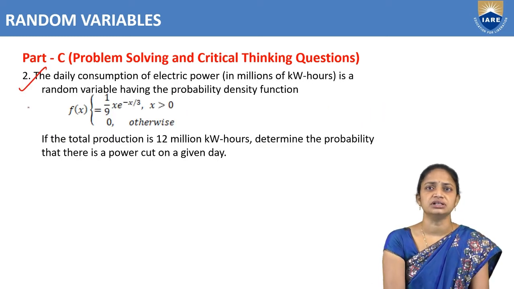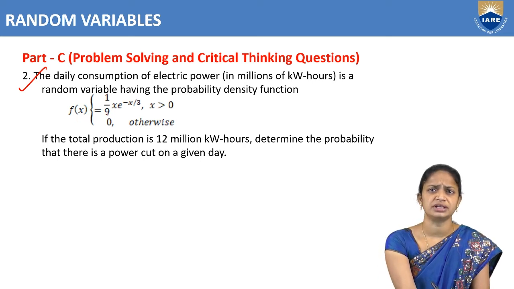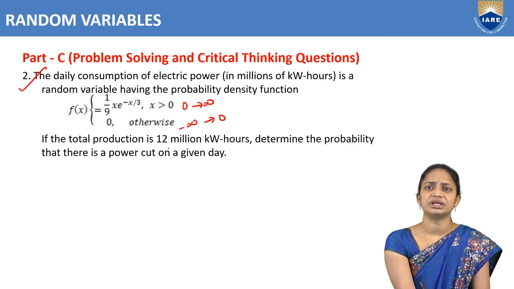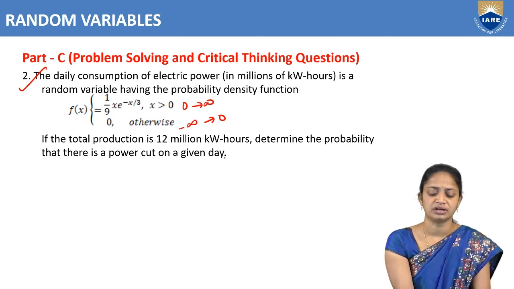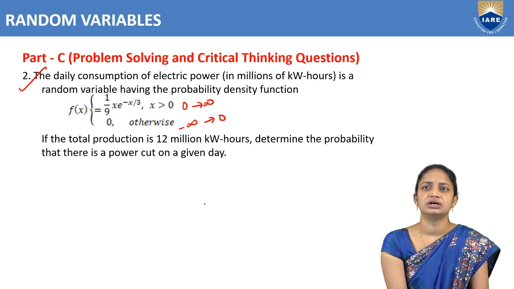Second question, here also same. They have given that f of x equal to 1 by 9 x into e power minus x by 3 where x greater than 0. So that means 0 to infinity, and 0 otherwise, that is minus infinity to 0. If the total production is 12 million kilowatt hours, determine the probability that there is a power cut on the given day. When will it be a power cut? If x greater than or equal to 12.